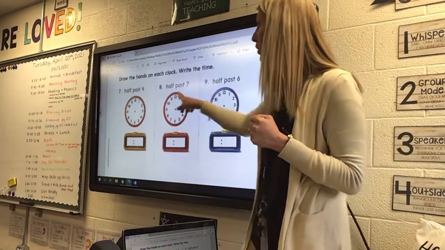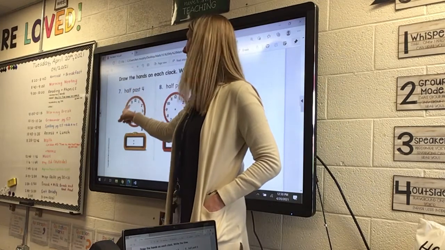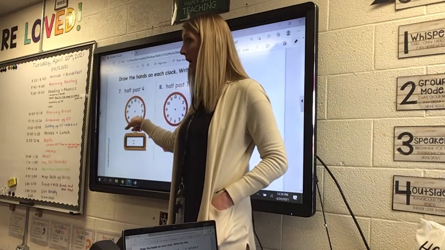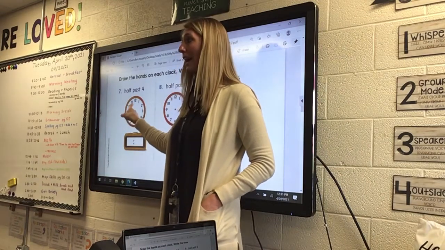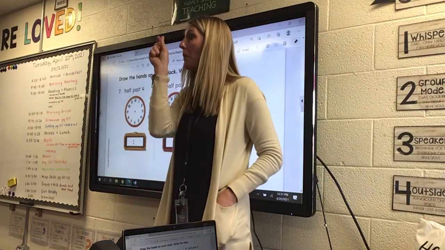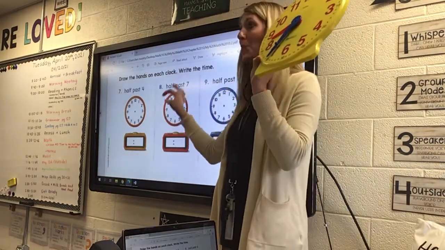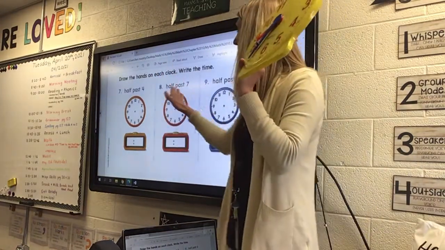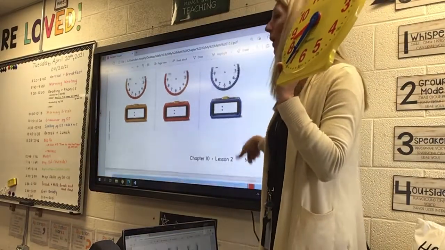Then down here, you have to read this, half past 4, and then you have to show Mrs. Murphy on the analog clock and the digital clock how to write half past 4. So make sure your hour hand is short. Make sure your minute hand is long so I can tell the difference, okay? And then write half past 7, half past 6, all right?